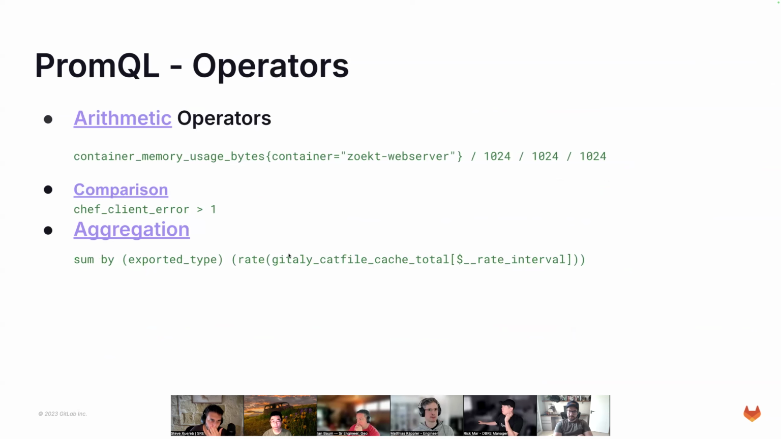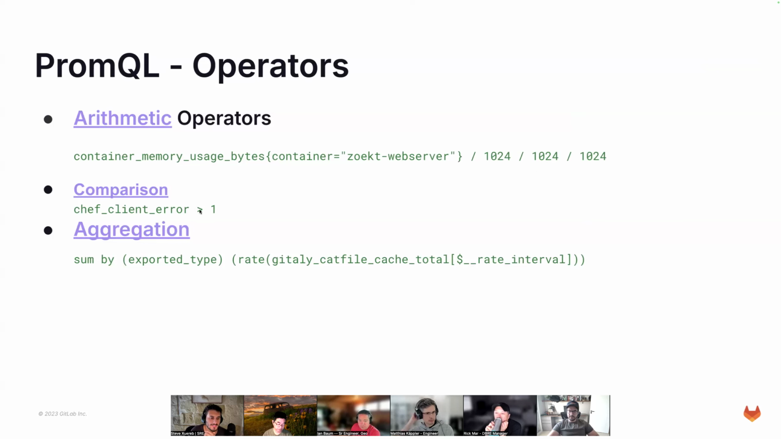And then you can do certain operators. Some of the most common ones I showed here, there's a bunch of them, but these are the three common ones I've seen used mostly, is the arithmetic operator. For example, here you're translating bytes into gigabytes because you're dividing by 1024 three times.